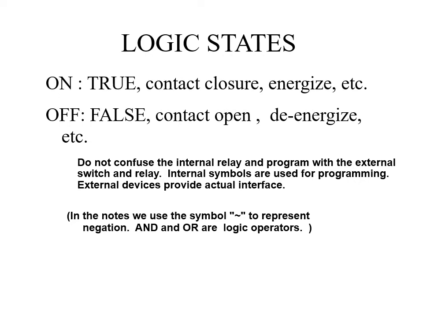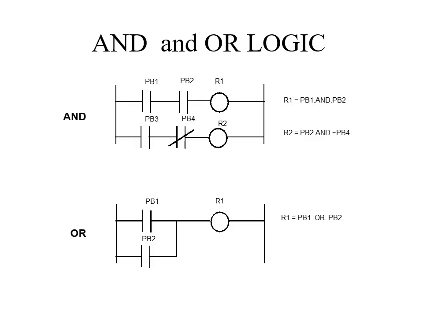Now in the notes, we use this symbol, the tilde, to represent negation, sometimes called not. The tilde symbol, AND, and OR are logic operators. So we have the negation, the NOT, and then the AND, and then the OR. Those are our logic operators.